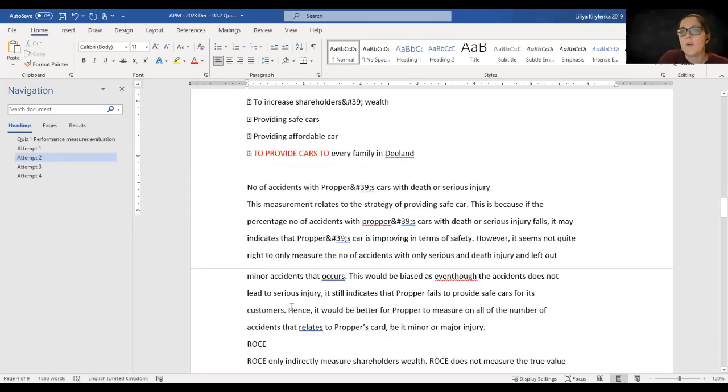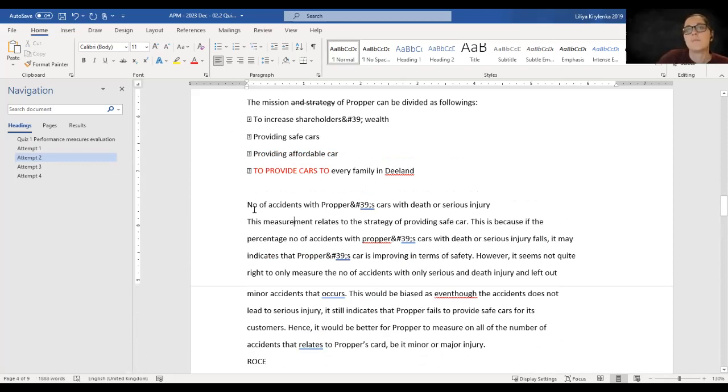Okay, so this person went from KPIs, from measures to mission. It's okay. So the measure relates to the strategy of providing safe cars. This is not strategy. Strategy is how to achieve part of the mission. Okay, that is very important. This is like a very strong mistake.